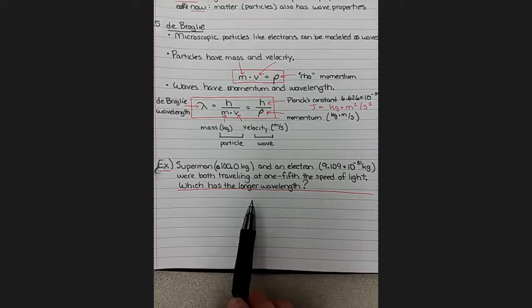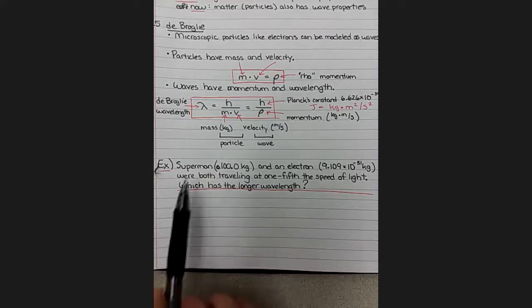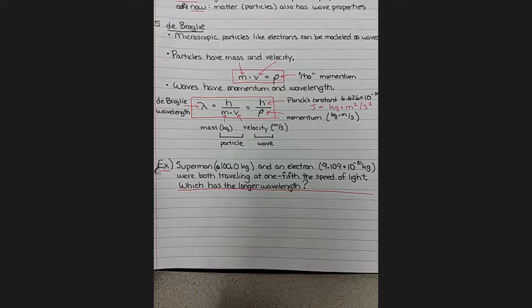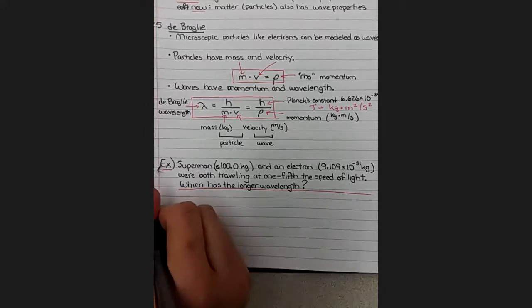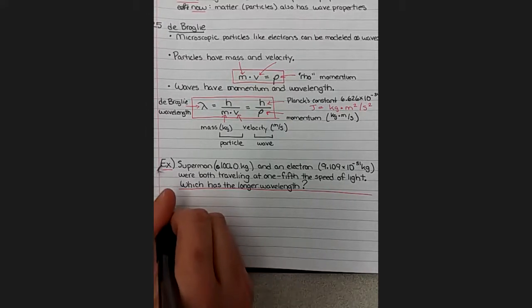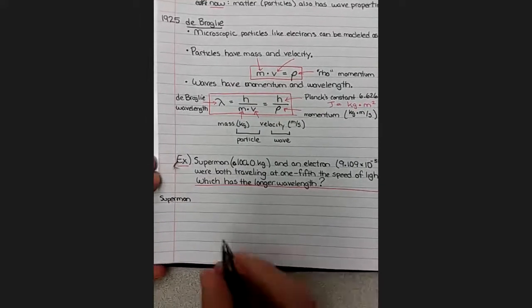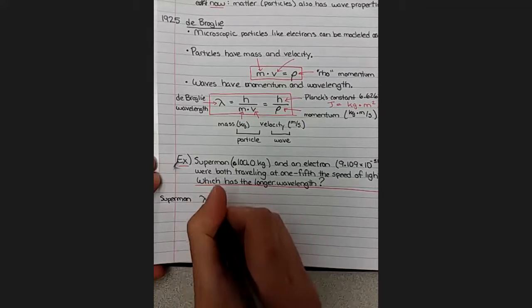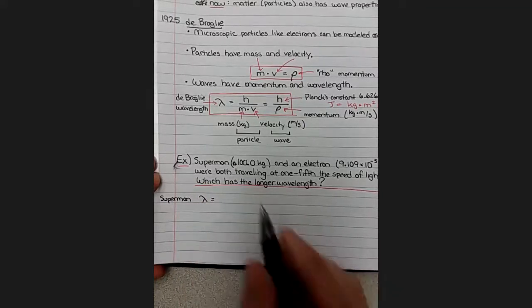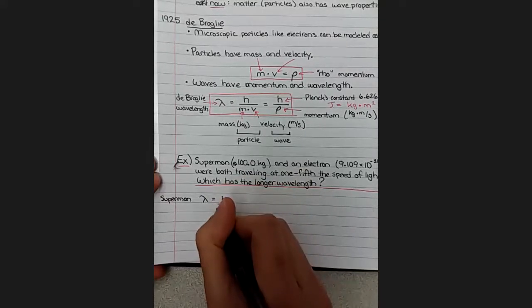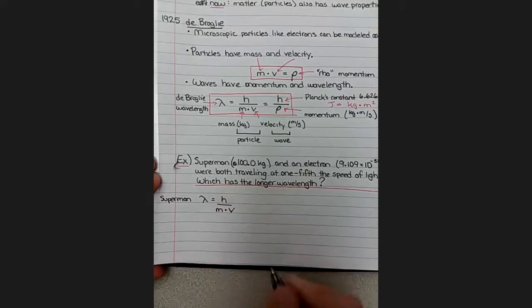Which of these is going to have the longer de Broglie wavelength? So we can use the same calculation for each of them and find out what size the wavelength will be, and then we can determine which one is the largest. So we'll do Superman first. If we want to find the de Broglie wavelength, we'll use wavelength equals Planck's constant over mass times velocity.